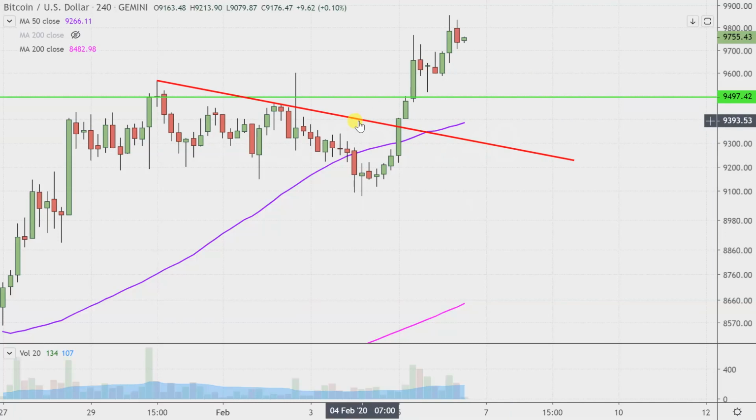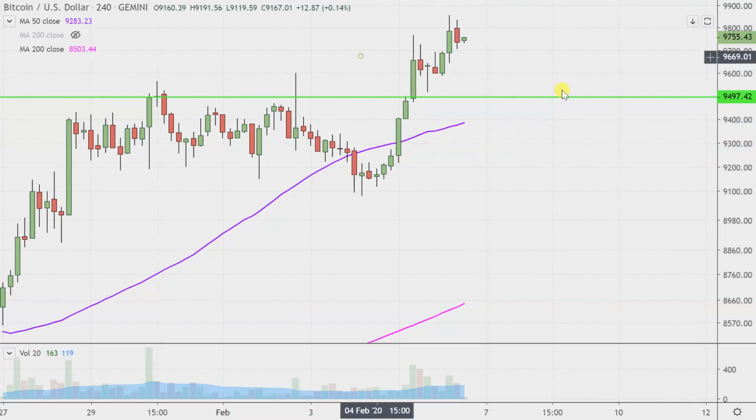So because of that, though, I am going to go ahead and get rid of that line as it served its purpose. But moral of the story here, 9,500, definitely that very important level going forward. And as of right now, it's looking like the price is going to very well stay up above it.